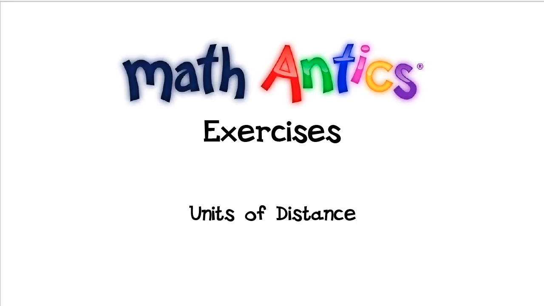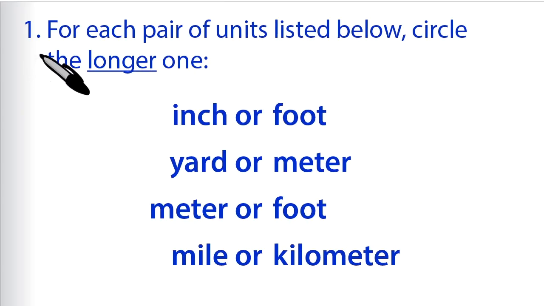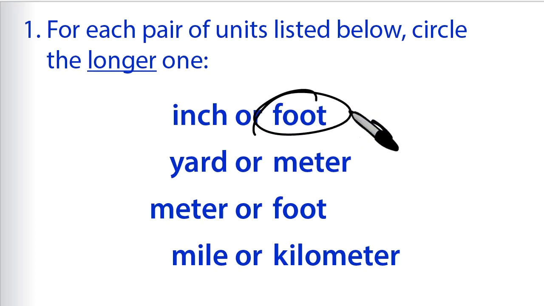Let's get started. For problem 1, we're told, for each pair of units listed below, circle the longer one. We have the pair of units inch or foot, and we need to circle the longer one. And this one's easy because a foot is 12 inches, so a foot is definitely longer than an inch.